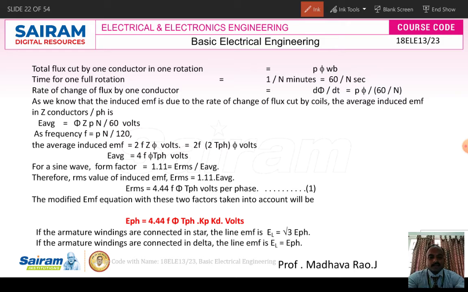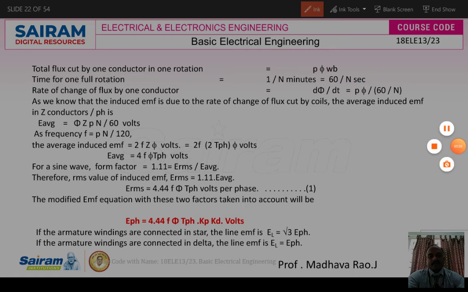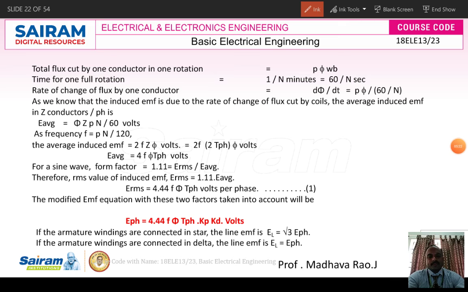According to the form factor, the definition of form factor is the ratio of RMS value to average value, which is equal to 1.11. Now the RMS value of induced EMF is equal to 1.11 times E average. So E RMS is equal to 4.44 F phi TPH volts per phase.